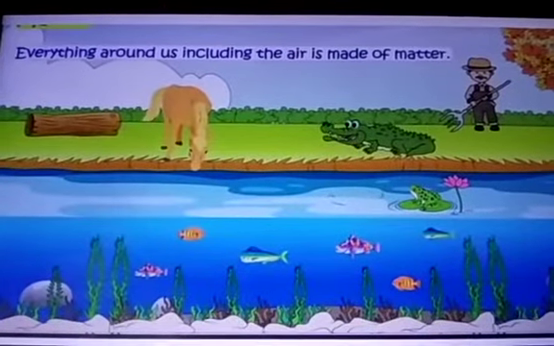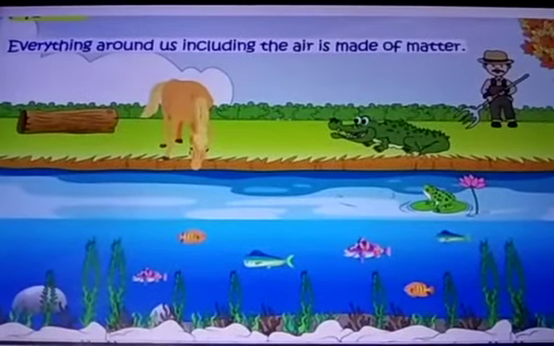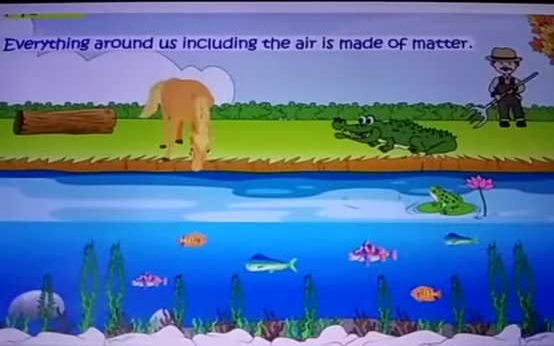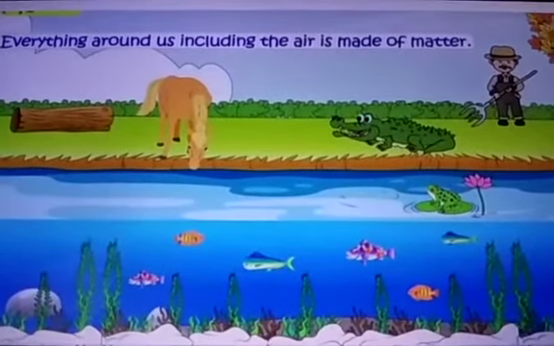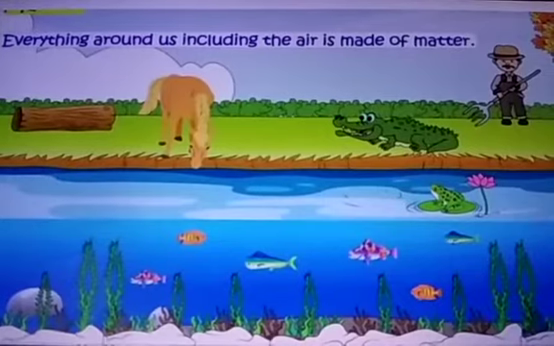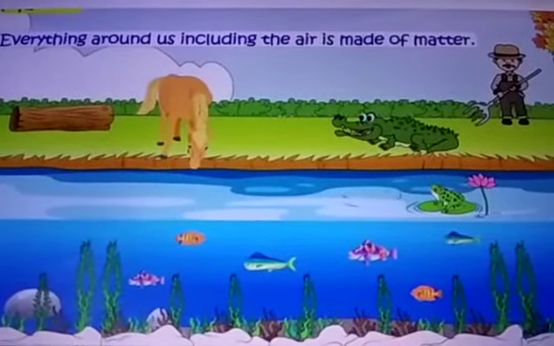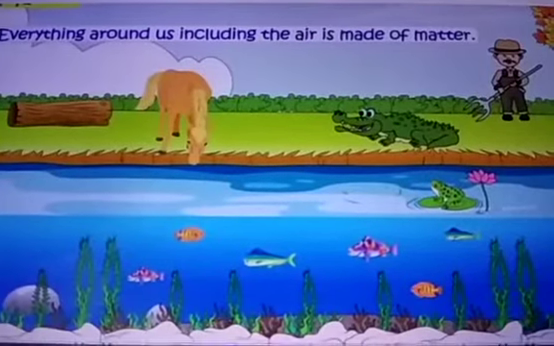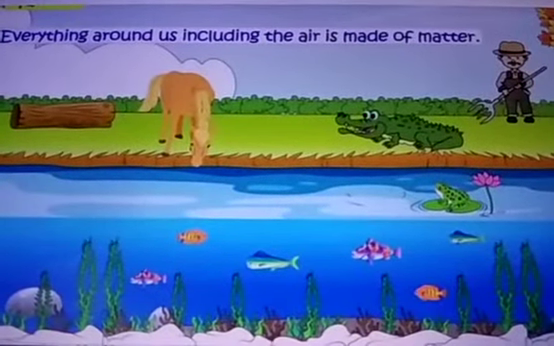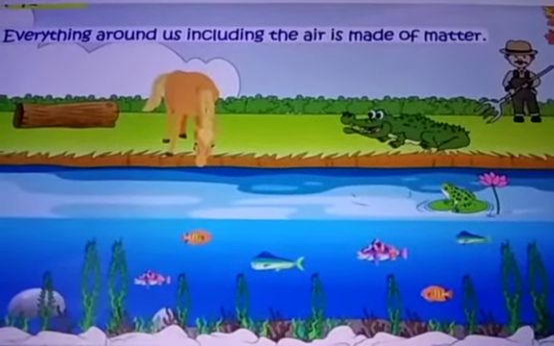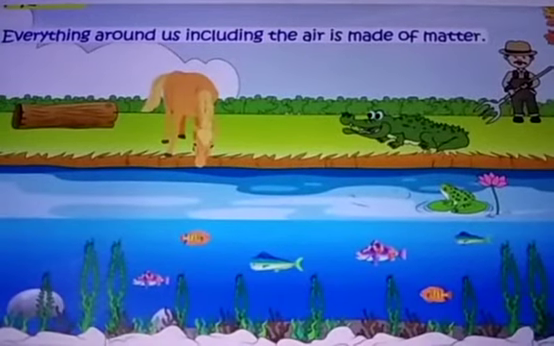Now before starting this, I just want to tell you what is the meaning of matter. Matter is everything around us, including the air, is made of matter. So let it be anything. Can you see in this picture? There are so many living things as well as non-living things. Everything is made up of matter.